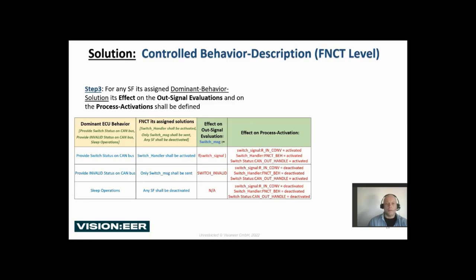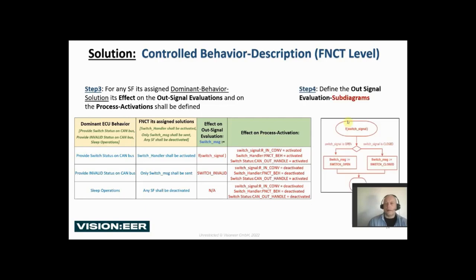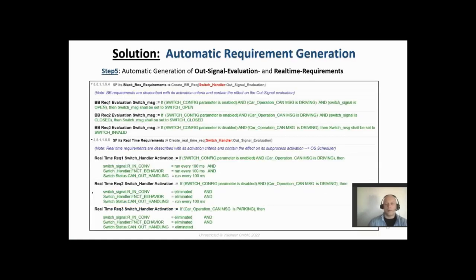In step 3, for each function, its assigned solutions, the effect on the out-signal evaluation and the effect on the process activation shall be defined. In step 4, the behavior of the functional signals can be described with any MBSE diagram. And the final step is then the automatic generation of testable black box requirements and real-time requirements for the scheduler.